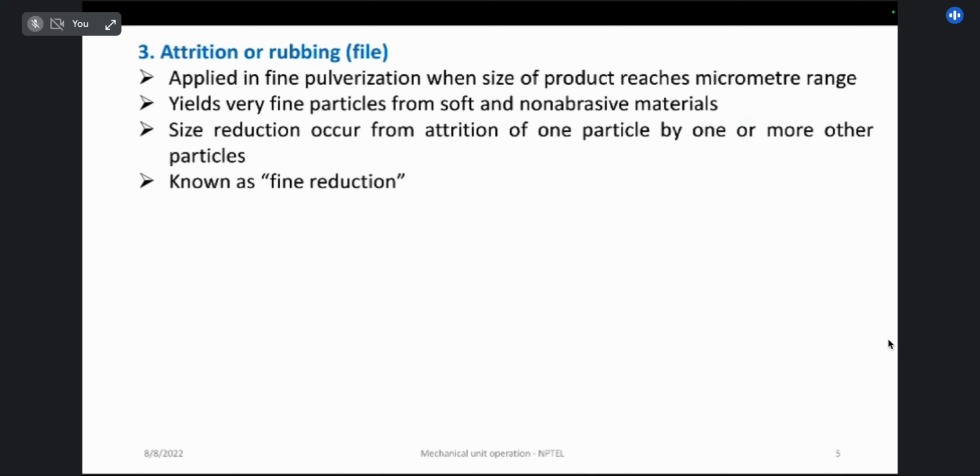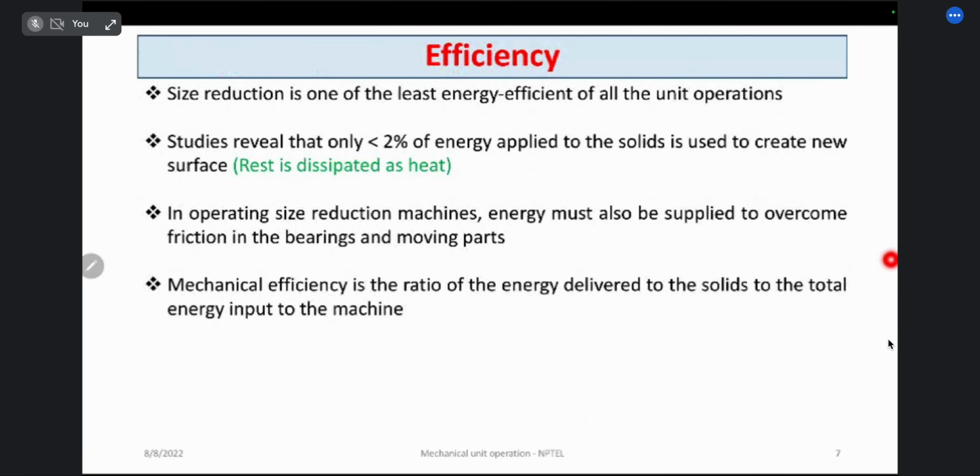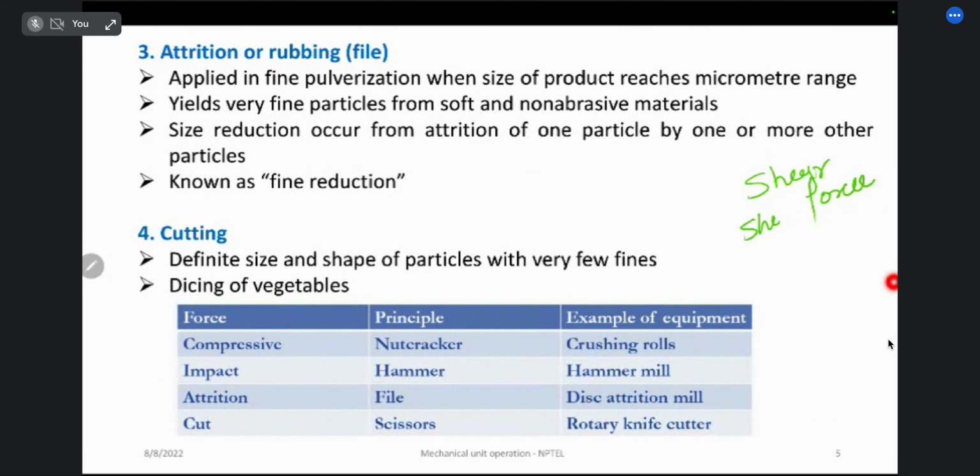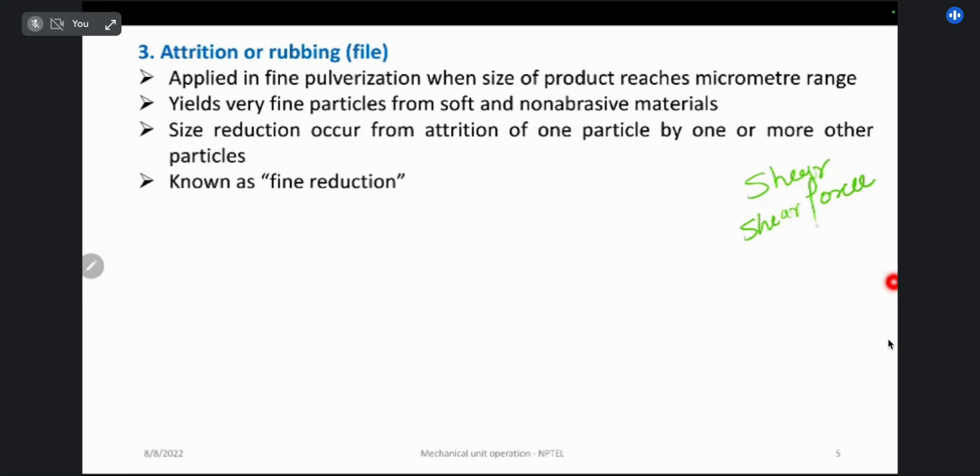Okay, so attrition, rubbing, as you can see, attrition will give much shear force. Shear stress will be inward in this kind of application. So the shear force will give you very fine particles from soft and non-abrasive materials. This is the force which you apply for getting very fine particles. That's why it is also known as fine reduction.